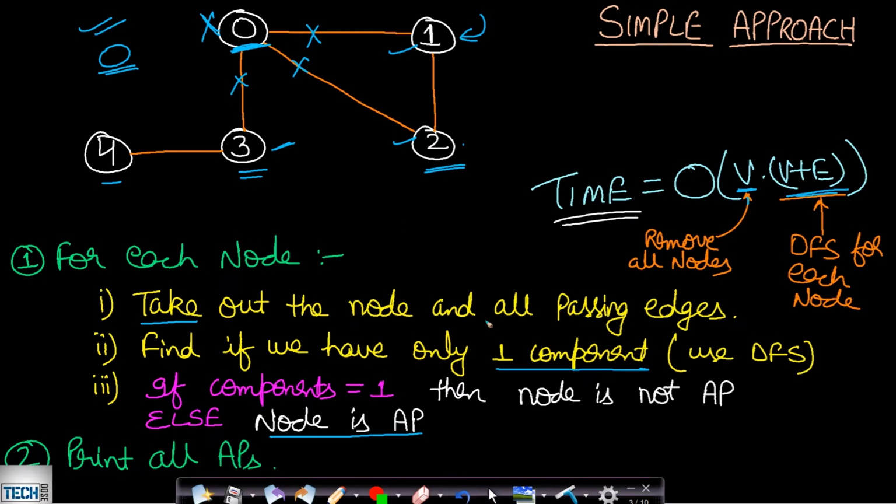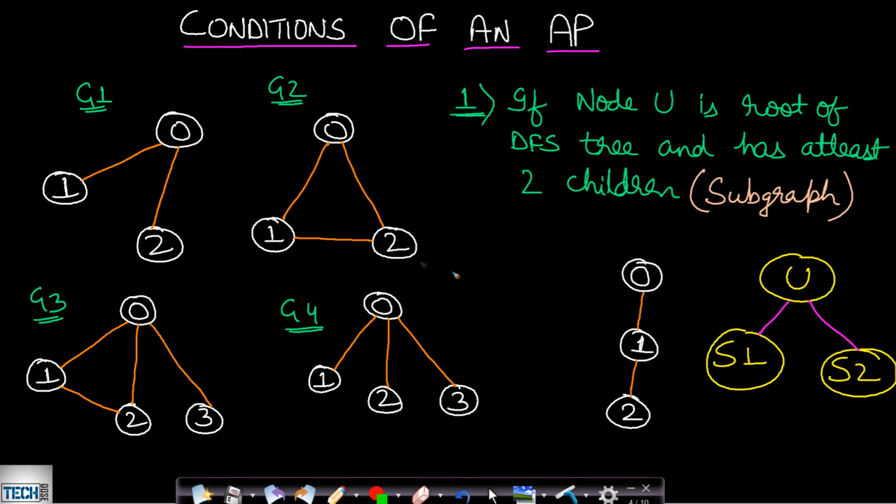But how do we improve this time complexity? Now, for doing that, we will have to see some observations. Let us see the conditions in order to find an articulation point. Well, there will be only two conditions, that is two cases. One such case is if node u is the root of the DFS tree and has at least two children, that is two subgraphs, then node u will be an articulation point.